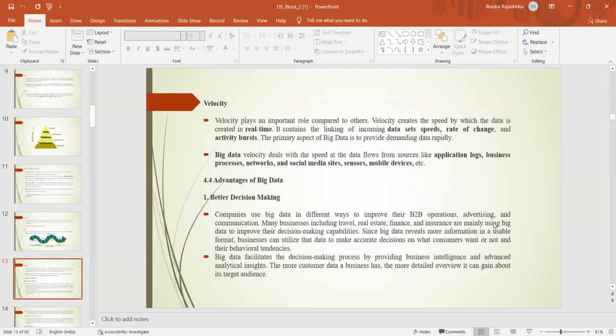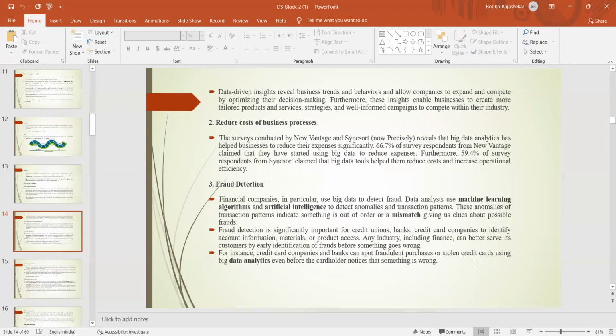Big data facilitates the decision making process by providing business intelligence and advanced analytical insights. The more customer data a business has, the more detailed an overview it can gain about the target audience. The data-driven insights reveal business trends and behaviors and allow companies to expand and complete the optimizations of decision making.